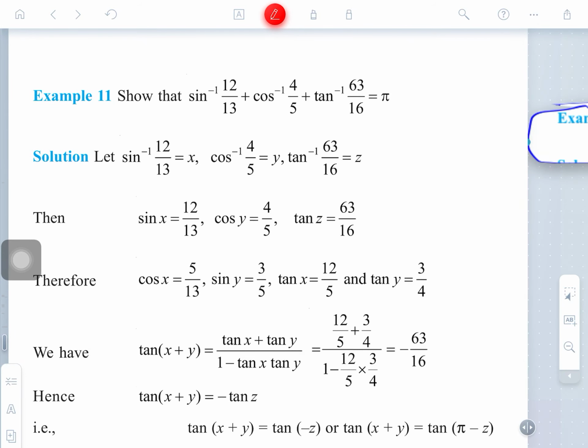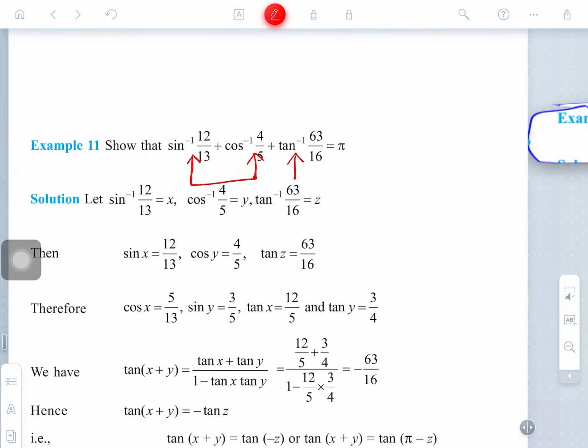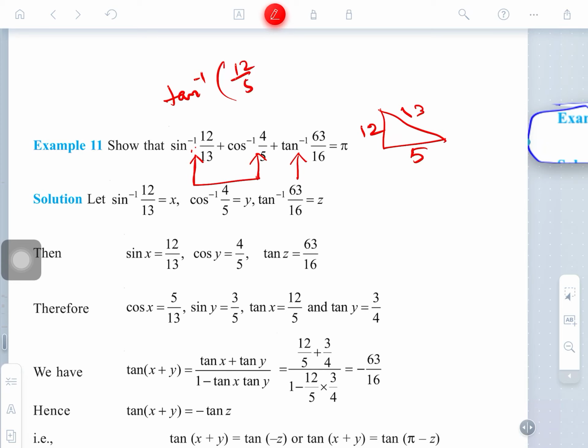Next, similarly, again it's coming here sine inverse, cos inverse, tan inverse. Obviously, what method do you employ? Now this method will come in use. It's 12 by 13. Through the Pythagorean triplet you can write down 12 by 13, and this will be 5. So in this place you can write tan inverse of 12 by 5.